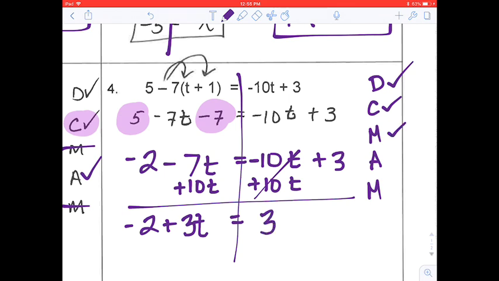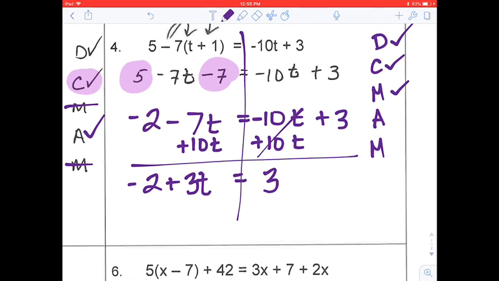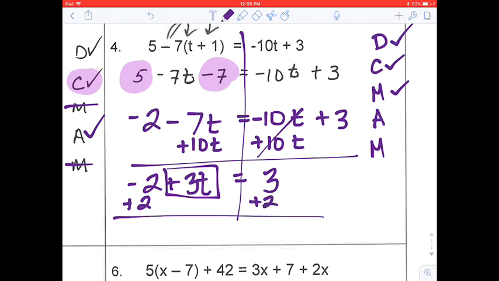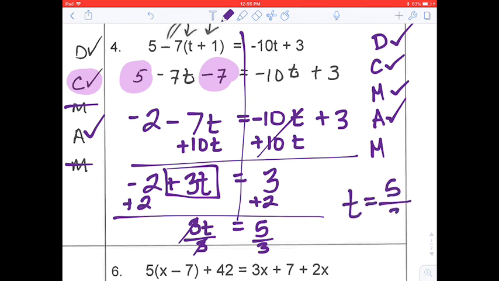We have moved our variables to the same side. I want to get my variable by itself, so I need to add that 2 to cancel out the negative 2. 3t equals 5. And finally, to get t by itself, we're going to divide by 3. 5 does not divide nicely by 3. That's fine. We can leave this as the fraction 5/3. 5 over 3.